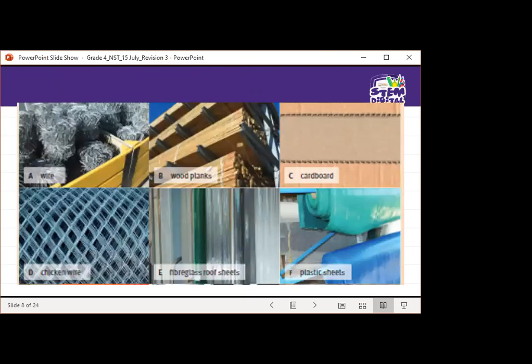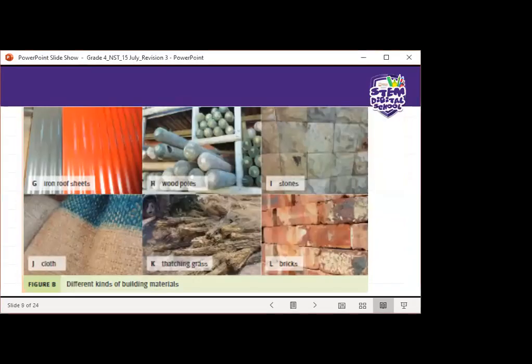Okay, so here we have examples of the different materials that we can use for designing shelters. So here in the top picture, we have wire. Picture B is showing us wood planks. Picture C is showing us cardboard. Then picture D is showing us chicken wire. Then followed by roof sheets. And then we have plastic sheets, which is indicated by picture F. Then I think we still have more. Yes, here we have an iron roof sheet. Then here we have wood poles. Here we have stones. We have cloth or fabric. We have thatch and grass. And we also have bricks.